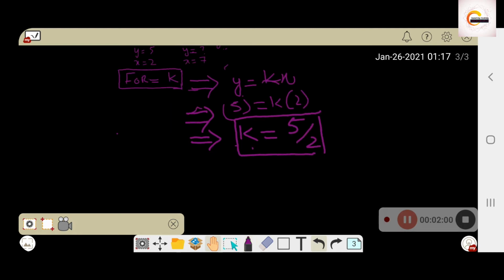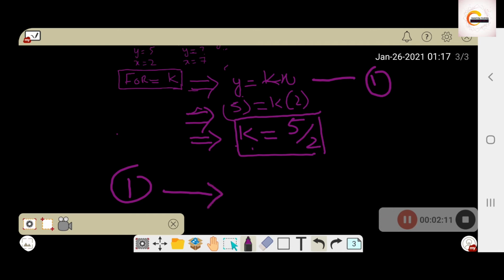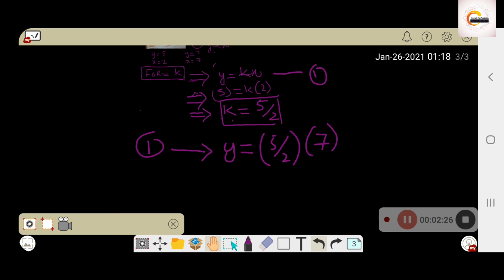k is 5 upon 2. Putting the value. y is equal to what? When k is equal to 5 upon 2 multiplied by 7.